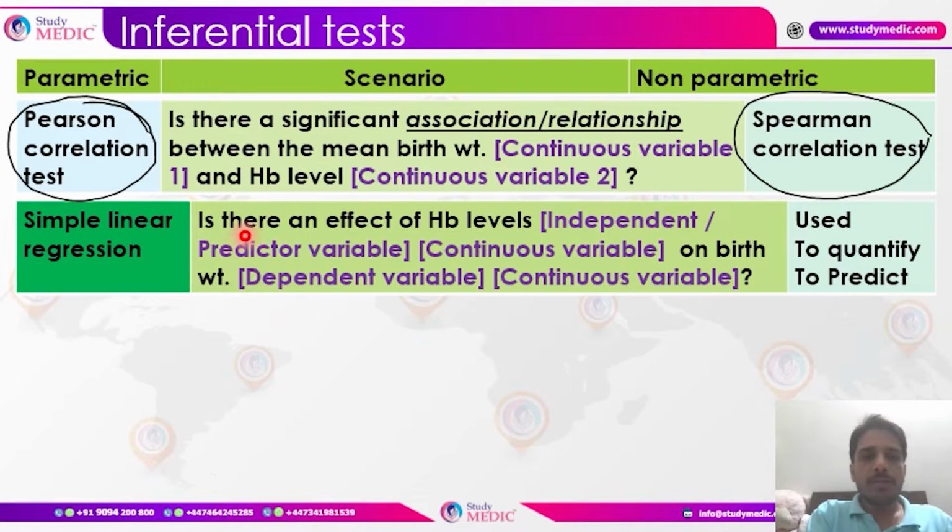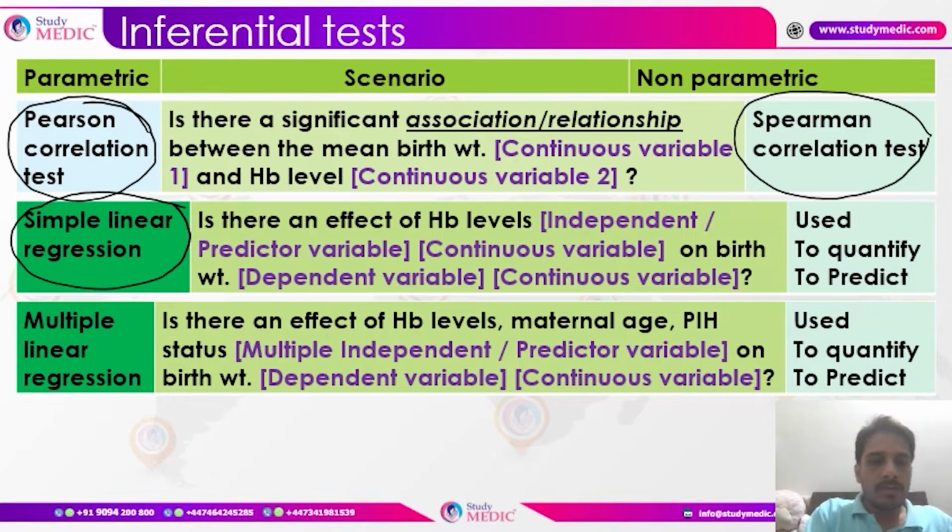Now look at this scenario. Here they are trying to find out if there is an effect of hemoglobin level, which is an independent predictor variable, a continuous variable. Does this hemoglobin level affect the birth weight, which is now the dependent variable, also a continuous variable? Now both these are normally distributed. Here we are trying to predict or quantify the change in birth weight based on the change in hemoglobin levels. In such a case, we do what is called simple linear regression.